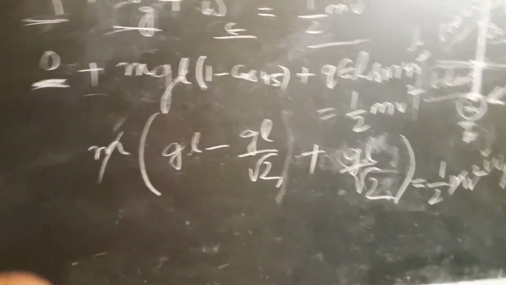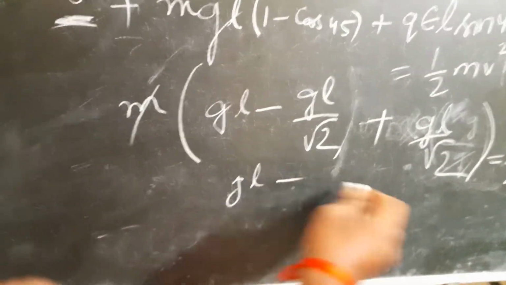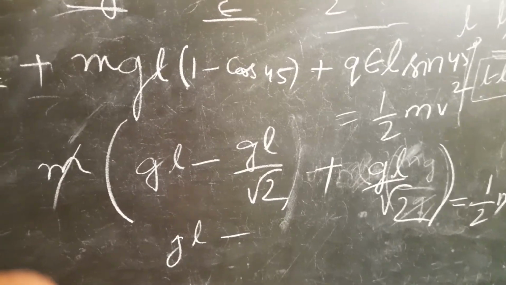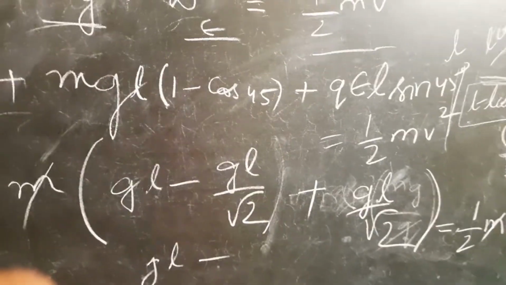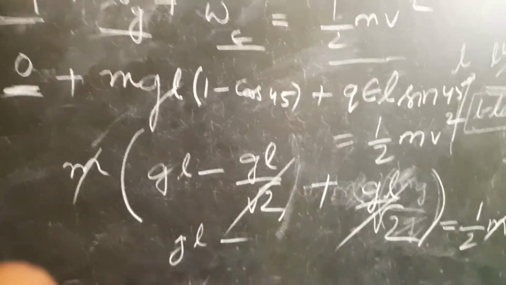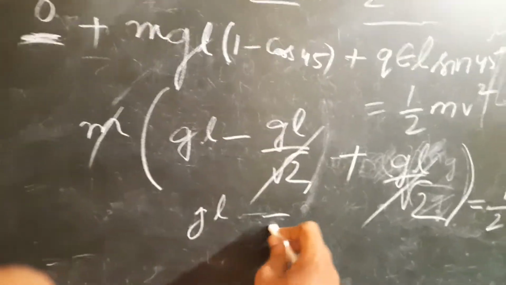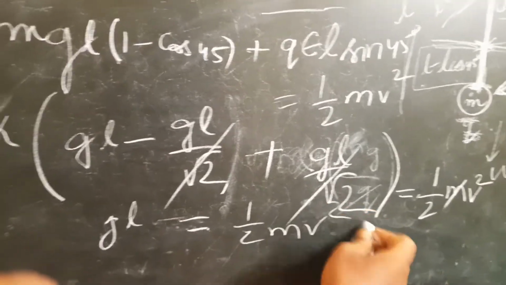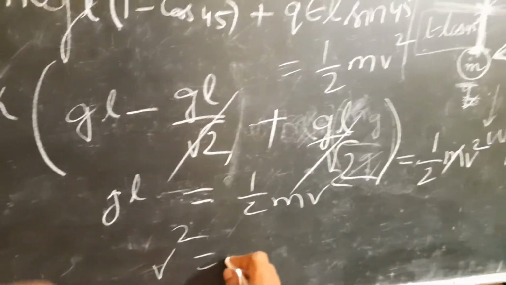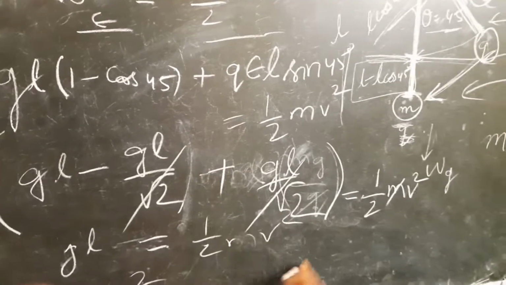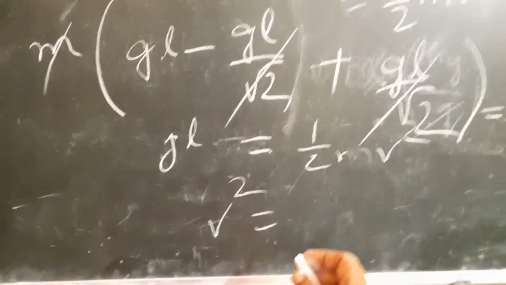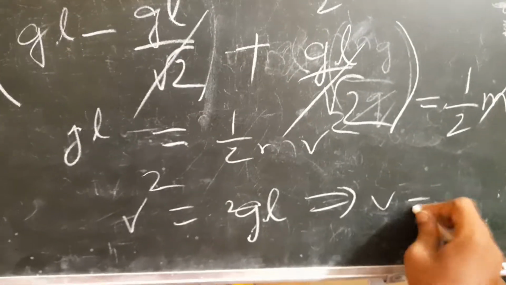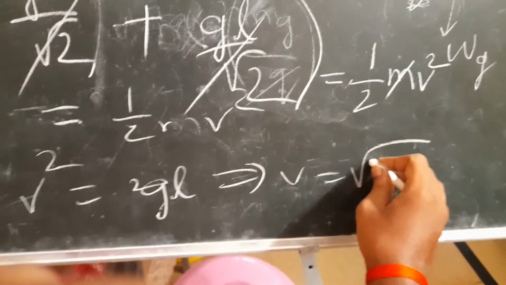So we'll be left with gL minus gL by root 2 plus gL by root 2. These two will cancel, so we'll be left with only gL. So gL is equal to half v square. From here, v square is equal to 2gL, so v is equal to under root of 2gL.